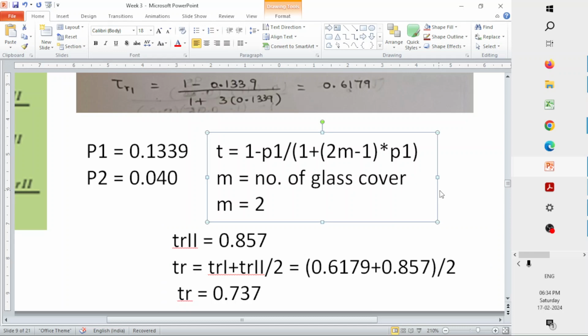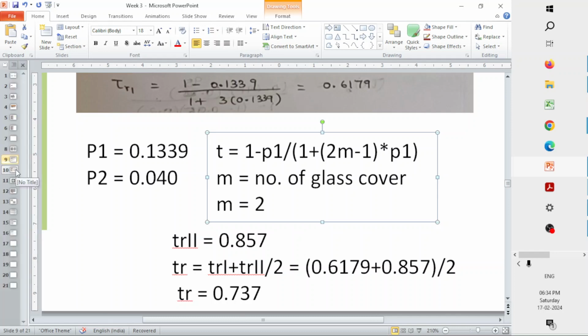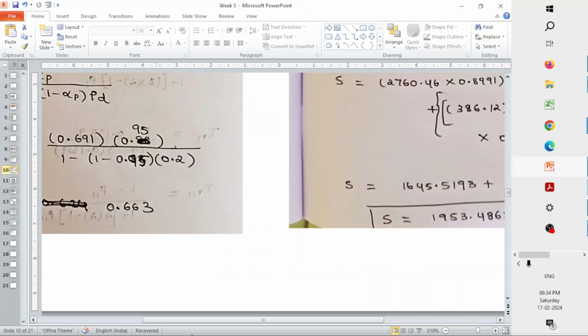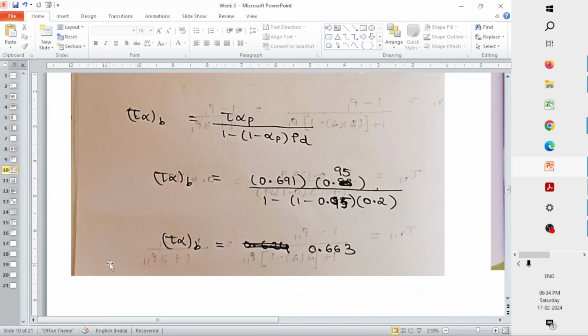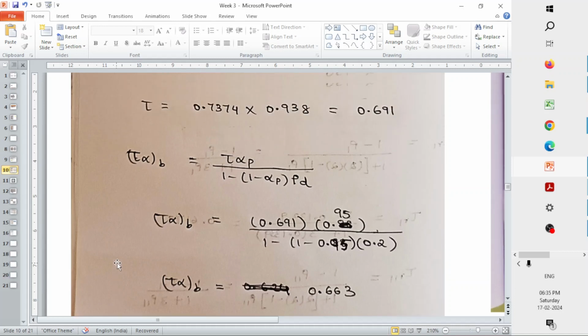Now we have another component, that is absorption, so let us move towards that. I hope you do not have any confusion here. Even though there are many formulas, it is just a matter of substituting the values and identifying the reflection and refraction component of the transmissivity.